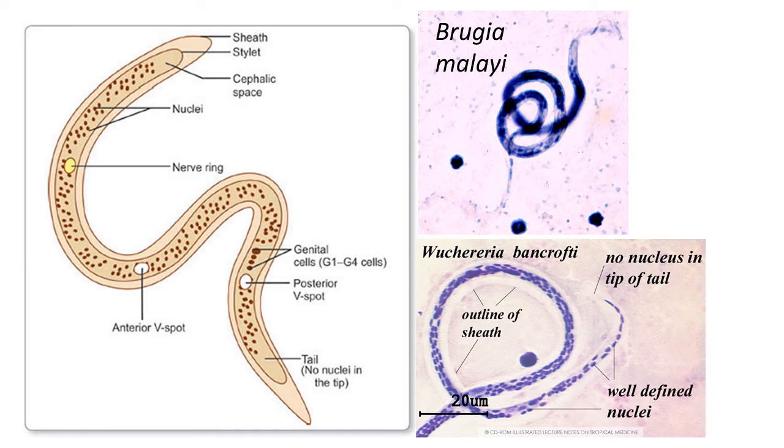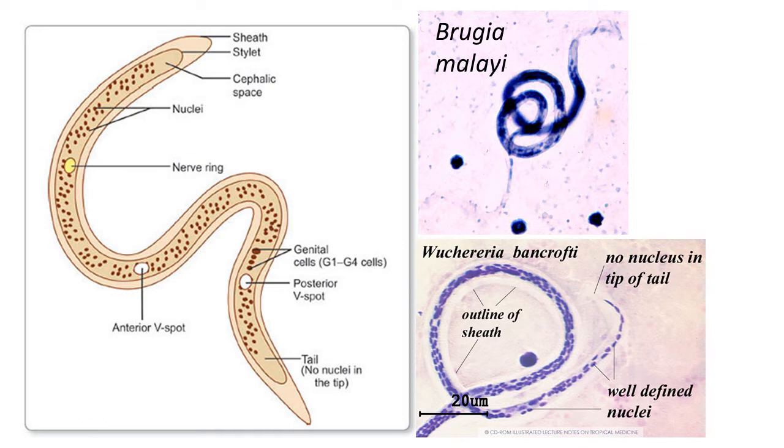And in the anterior one third we can see the nerve ring. The next one, the posterior part, that means the tail part, is pointed. In the case of Wuchereria bancrofti, we cannot see the tail nuclei, but in the case of Brugia malayi, we can see one or two tail nuclei. So here we can clearly differentiate Brugia malayi and Wuchereria.